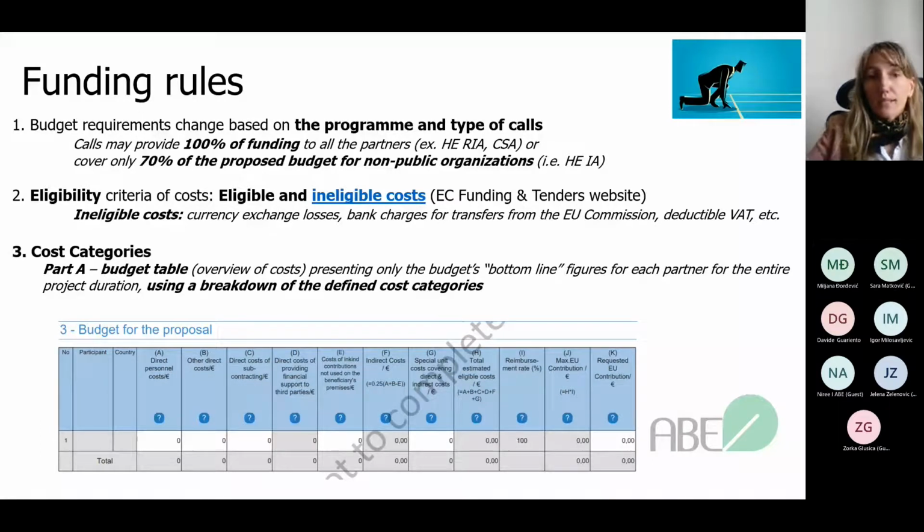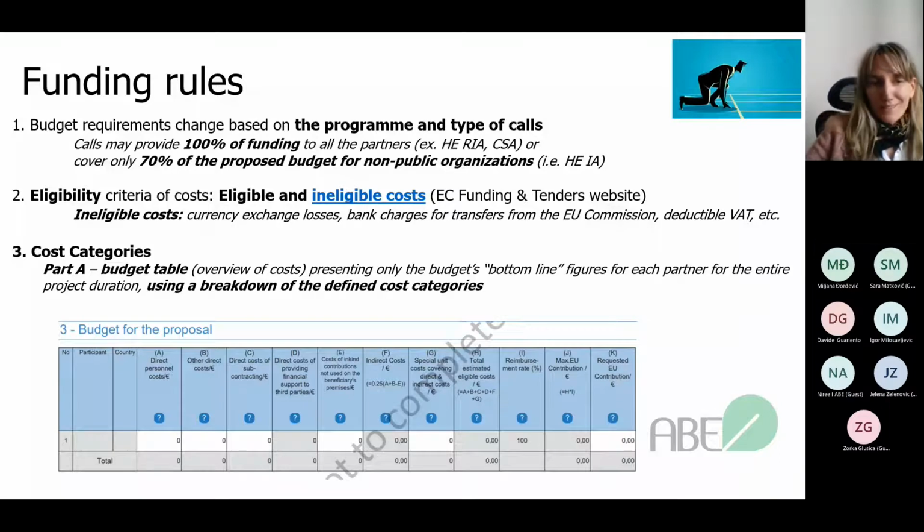The second rule is the eligibility criteria of costs. Today we are going to present more of the eligible costs, but just to mention, the European Commission recognizes some costs as ineligible. You may find the whole list on the European Commission Funding and Tenders website by typing ineligible costs in the search section. Just to have a clear picture of what kinds of costs are ineligible: costs of currency exchange losses, bank charges for transfers from the EU Commission, deductible VAT, etc.